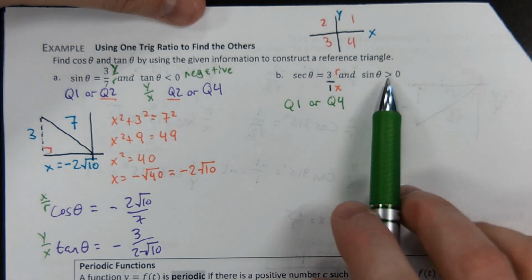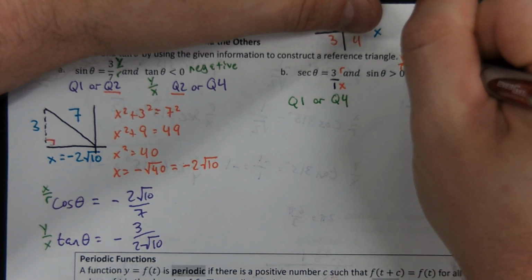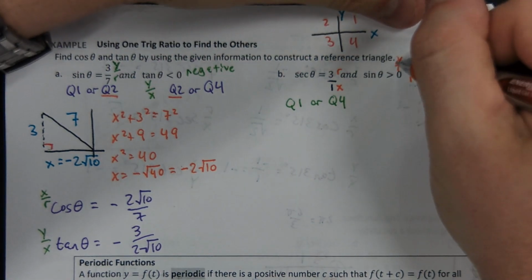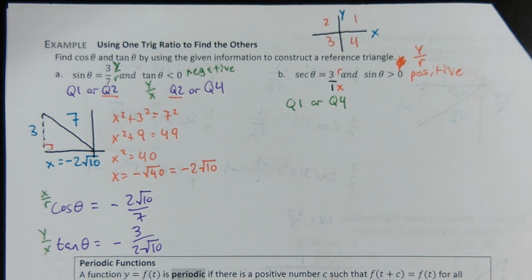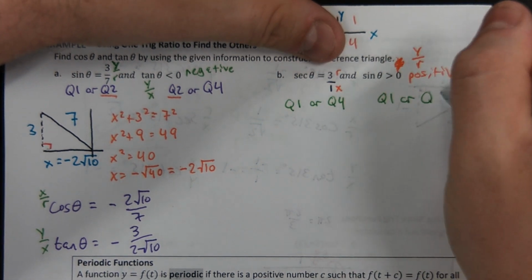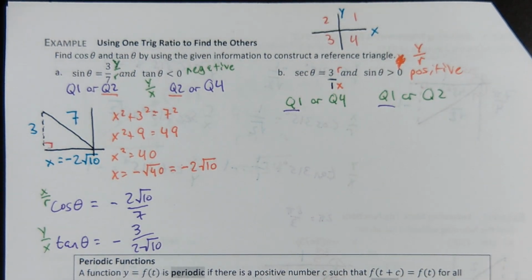This one says sine of theta is positive. Well, sine is y over r. That guarantees to us that y is positive. Which 2 quadrants has y being positive? 1 and 2. The one that they have in common then? Quadrant 1. So we're going to draw this triangle in quadrant 1, where everything is positive, x and y.